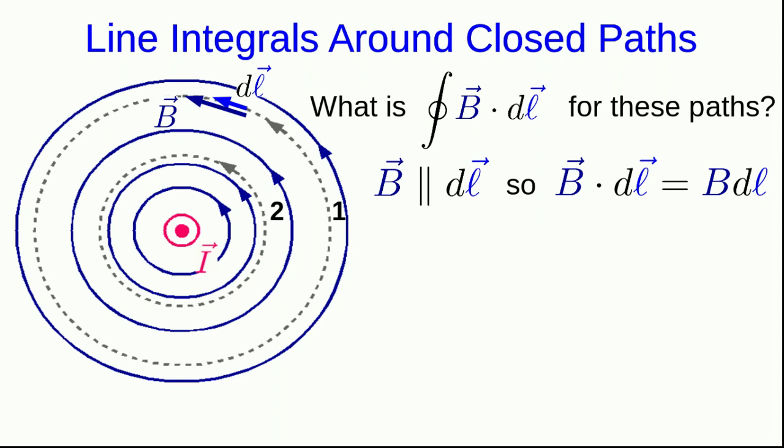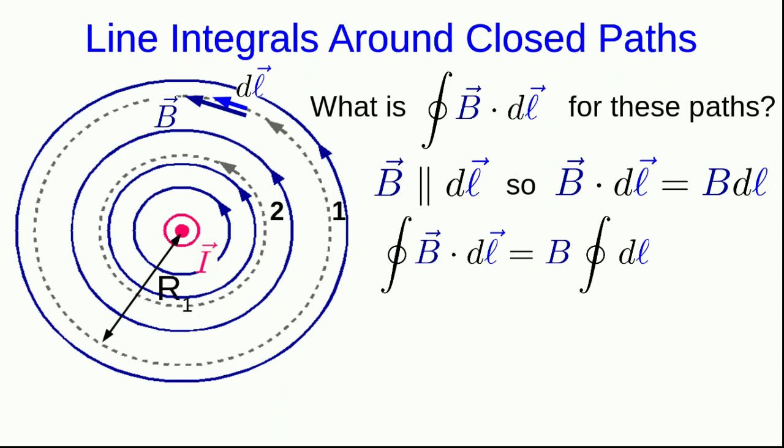And anywhere around one of these circles, the B field magnitude is the same everywhere on the circle, and so that's a constant that pulls out of the integral. And so all we have to integrate is dl around the circle, and that's just going to give us the length of that path, or in other words, the circumference of the circle. So for path 1, if it has a radius r1, that gives us this expression. So we've got a nice simple expression for the line integral around path 1.